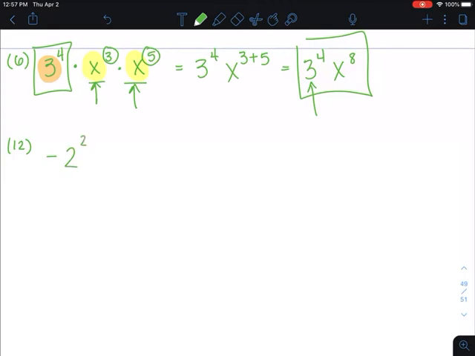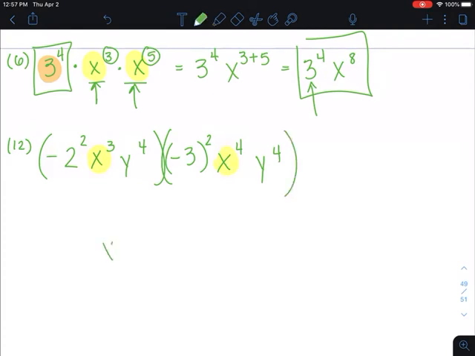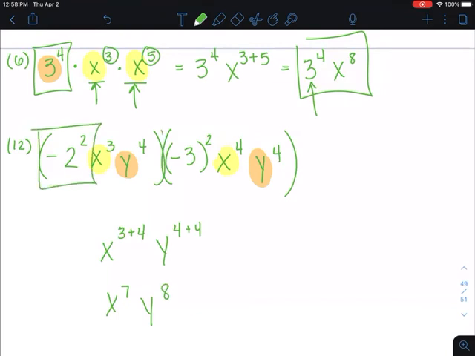Let's do 12. Number 12 says you have negative 2 squared times x cubed times y to the fourth power times negative 3 squared times x to the fourth power times y to the fourth power. So first and foremost, you're going to be able to multiply those x's. So you're going to have x to the 3 plus 4, which is x to the 7th. You're going to do the same thing to your y's. So you have y, add the exponents. So you have y to the 8th.